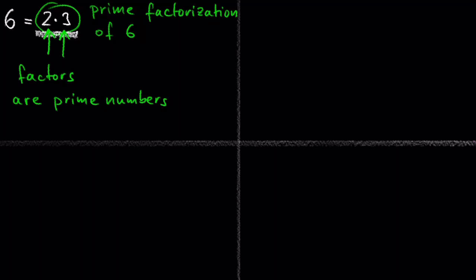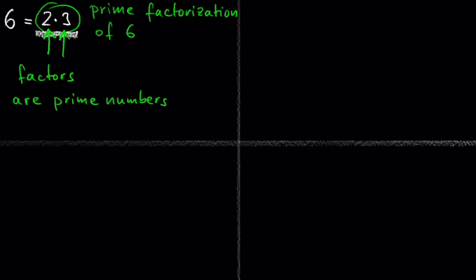When multiplying to 6 or dividing into 6, always make sure that you don't use decimals. The factors are always prime numbers. We say the prime factorization of 6 is 2 times 3, but we also call the process to get to the 2 times 3 prime factorization. In other words, we use the prime factorization to get the prime factorization of a number. So don't get confused by that.